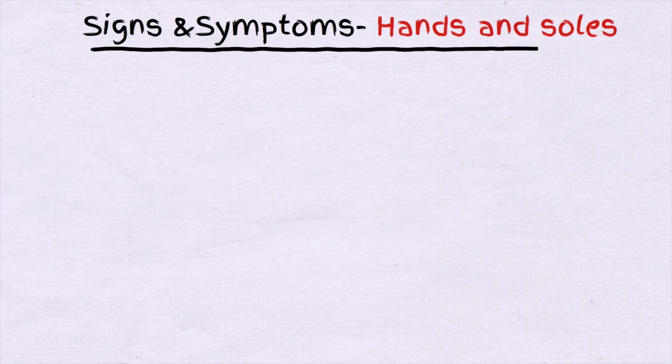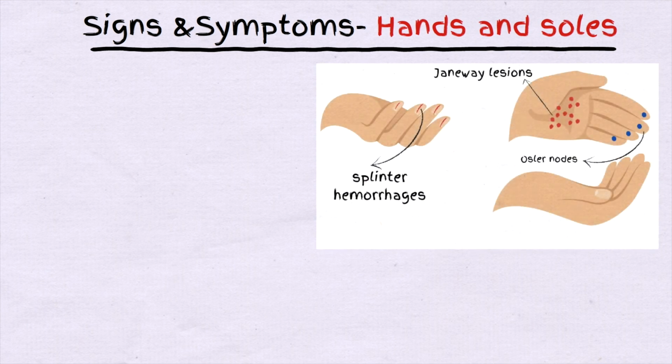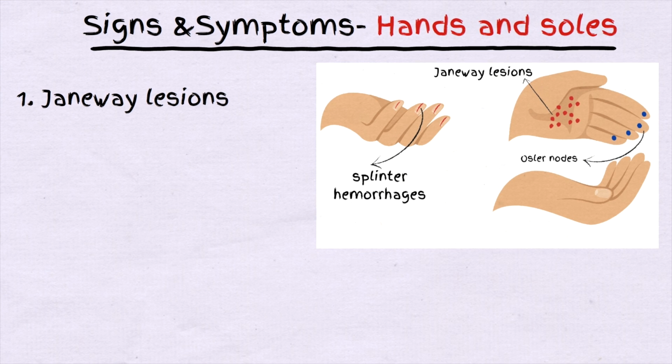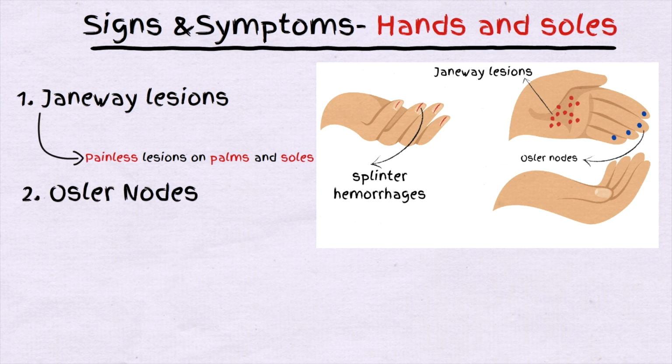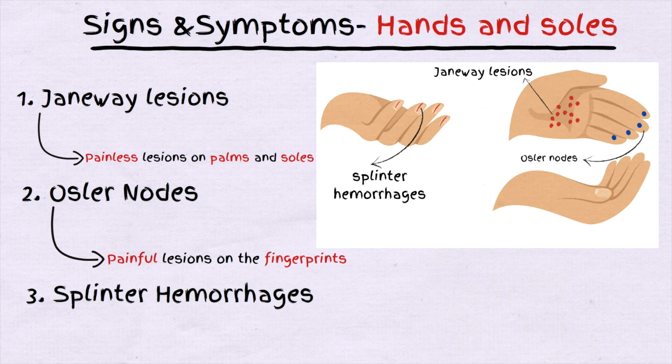What are the signs and symptoms of infective endocarditis? First, we must inspect the patient's skin. We are looking for some typical hemorrhagic lesions on palms and soles. These signs are also known as Janeway lesions, and they are painless. On the other hand, the patient may also have some painful dots on the skin, usually on the fingertips, these lesions being also known as Osler nodes. Other hand lesions could be splinter hemorrhages, which are located on the nails of the patient.